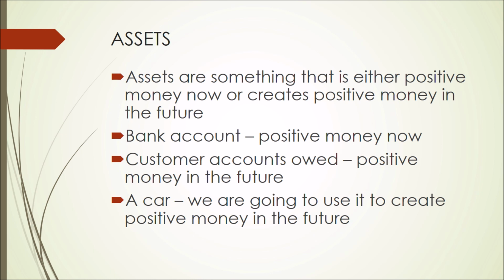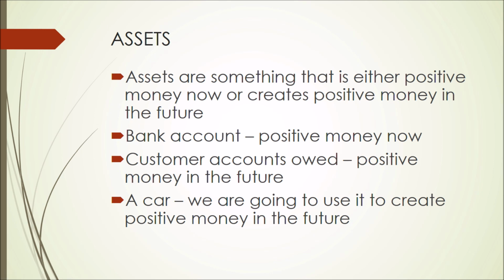Okay, so this positive money now, the bank account now, we've got some money in our bank account. Let's say there's £10,000 in our bank account. It's positive money now. Okay. If some customers owe us some money, so they owe us £10,000, it's positive money in the future. So that's an asset because we're going to get money coming into our organisation in the future, plus money in the future. If there's a car or a building or a van or a computer, it's plus money as well because we're going to use it to create positive money in the future. So assets are either positive money now or positive money in the future.